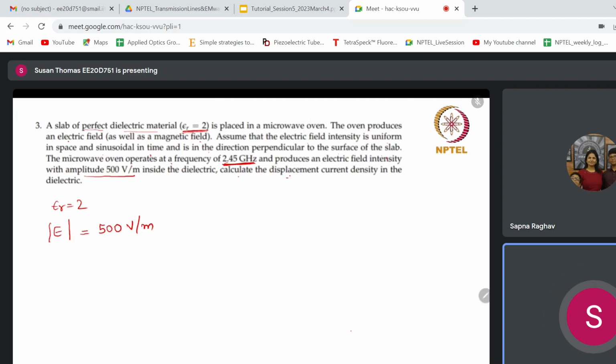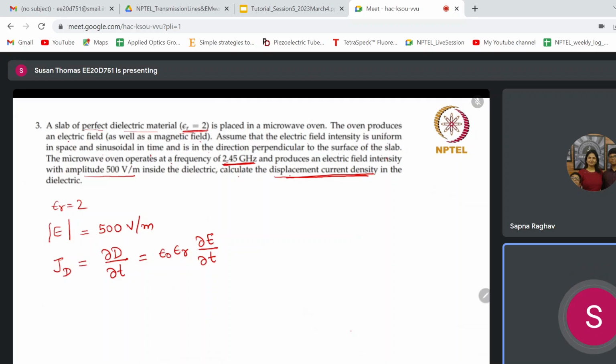Calculate the displacement current density. So, this term is very important. JD, displacement current density, is nothing but dou D by dou t. And this will be written as D is epsilon r, so epsilon 0 into epsilon r dou E by dou t.